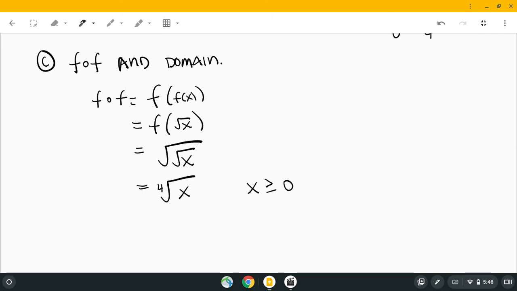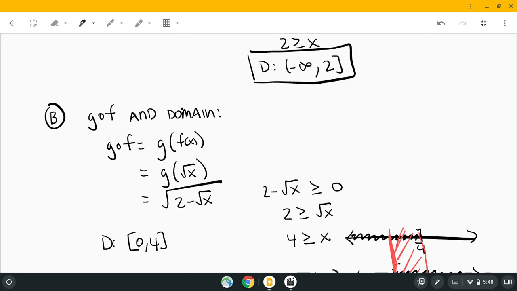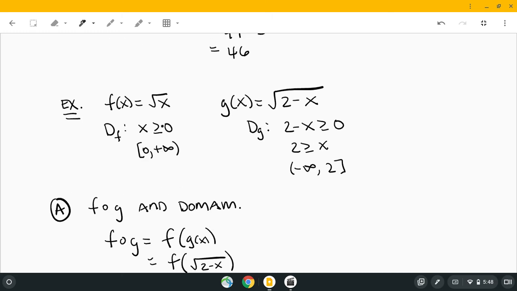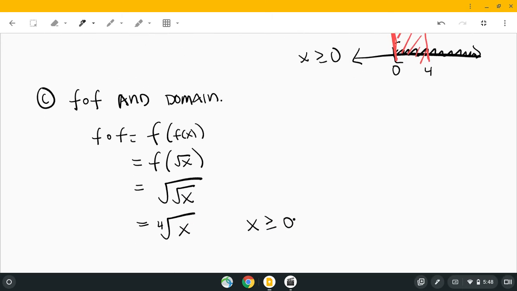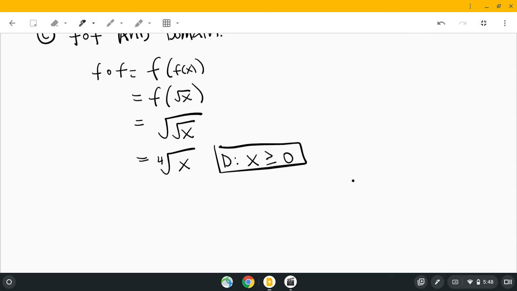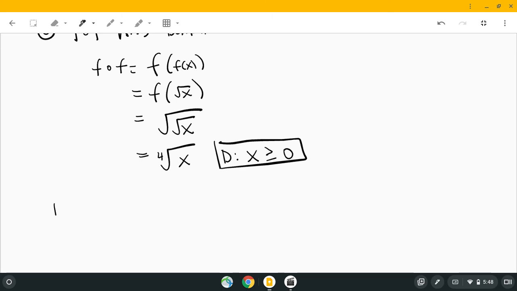Okay. And then we have to look at the domain of this inside function. And we already know that it has to be greater than or equal to 0. So this one remains our domain. Nothing to add to this. Or really subtract, huh? Okay. Let's take a look at G circle G and the domain.